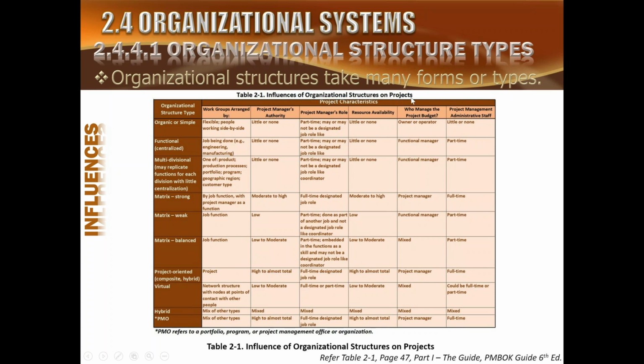Well, this is a bit complicated because previously this chart was much easier to understand, but now they have made it a bit more complicated because they have tried to add up all types of diverse functions organizational structures could have. So the topmost is organic or simple. This is just look at the top level project characteristics.